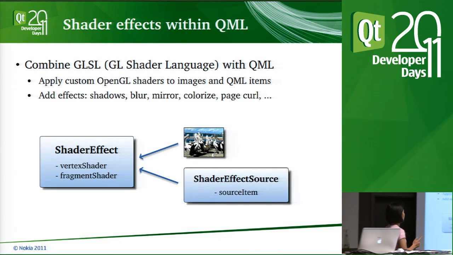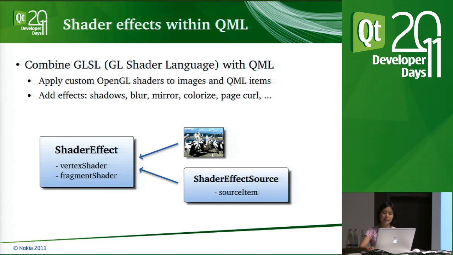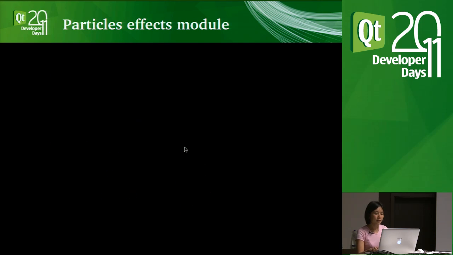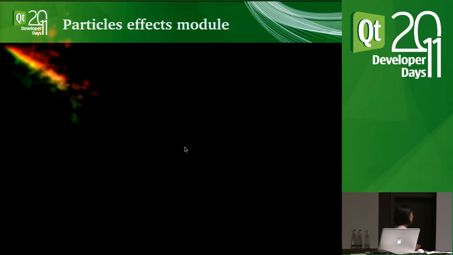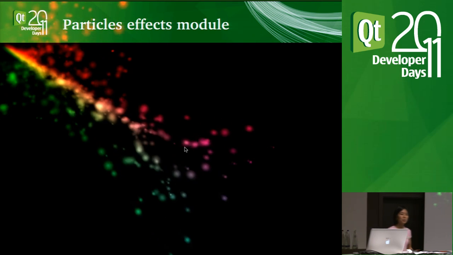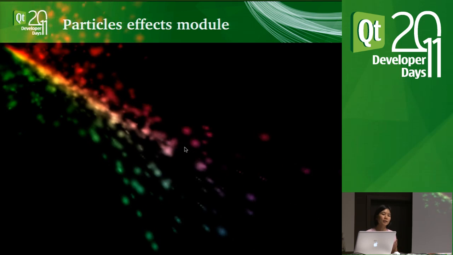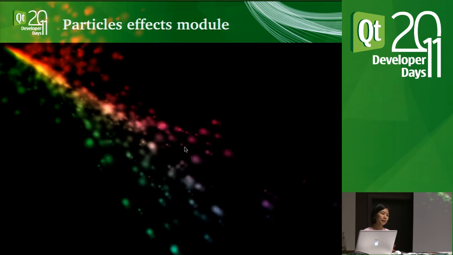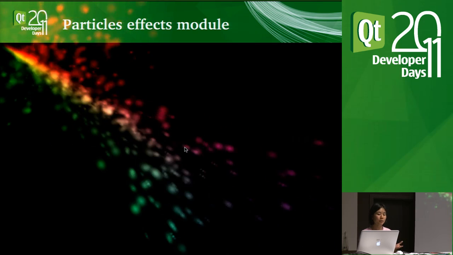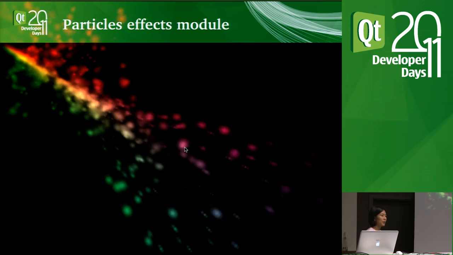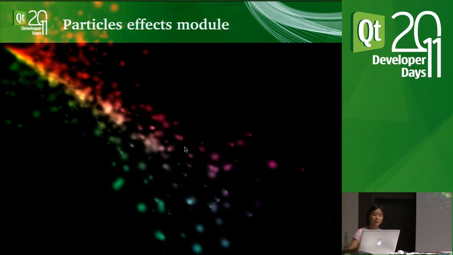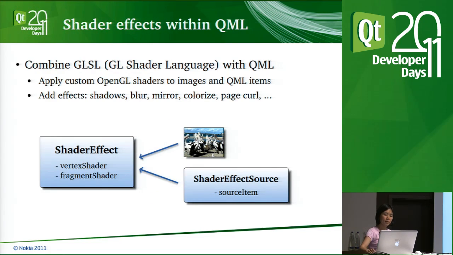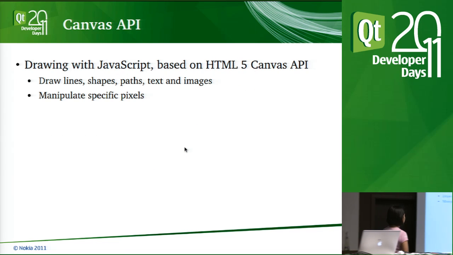And I'll just show you again that this here was created using custom shaders as well. So the particles module comes with an element called custom particle, and it has vertex shader and fragment shader properties just like the shader effect, so that you can write your own shaders for particles, which is how this demo is done. Okay, so that was shaders.